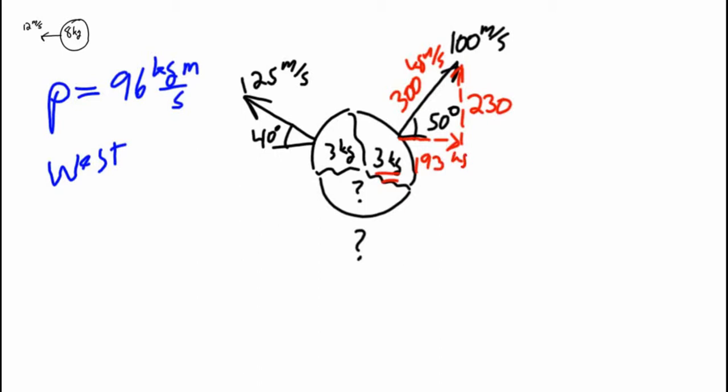And again, these are all kilogram meters per second. I do get lazy sometimes and not write all those units down there, but they're all kilogram meters per second. So we have a 230 going north and a 193 going east. This one, 3 times 125, is going to be a 375, right? Kilogram meters per second. And this 40 degrees going this way means we're going to have these two components.